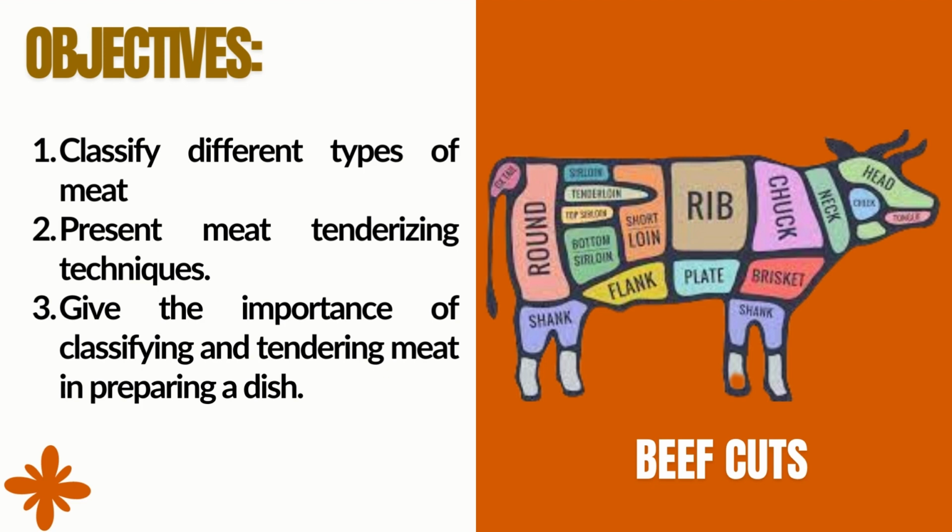Objectives. 1. Classify different types of meat. 2. Present meat tenderizing techniques. 3. Value the importance of classifying and tenderizing meat in preparing a dish.